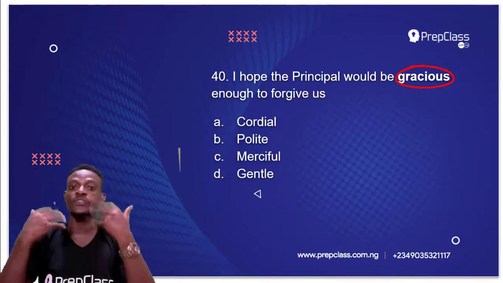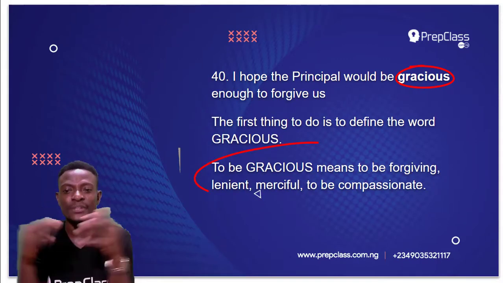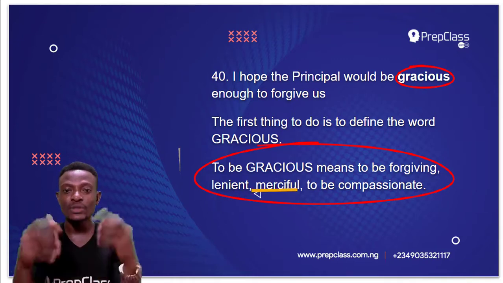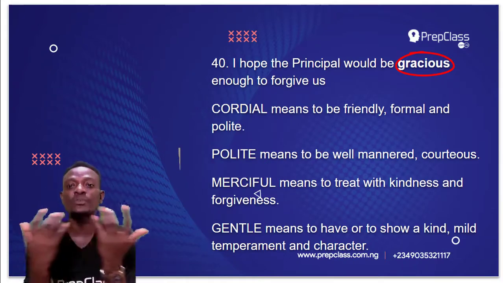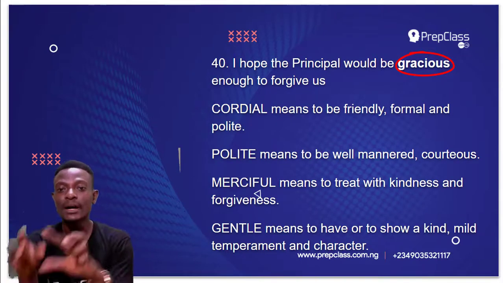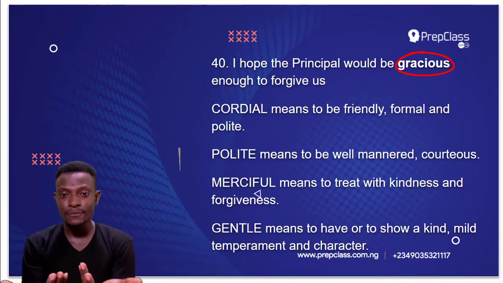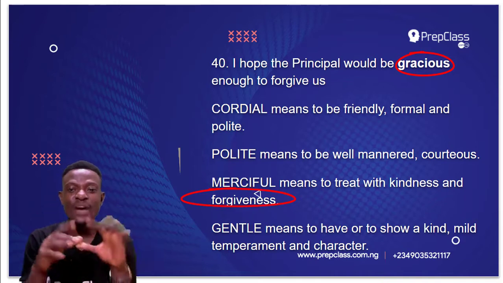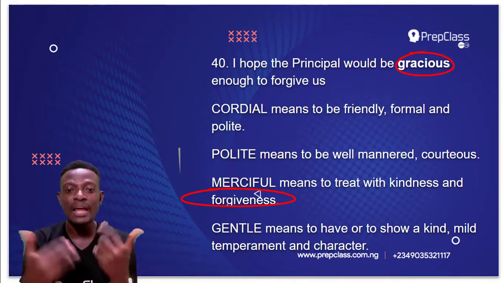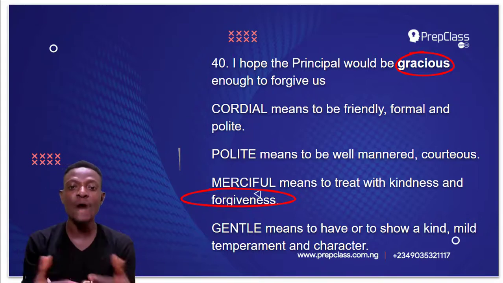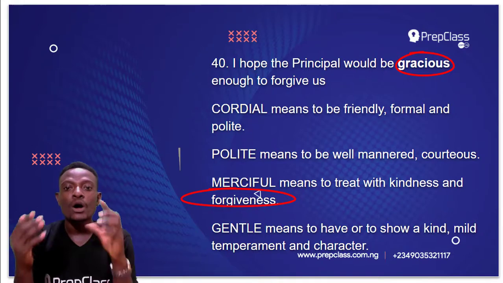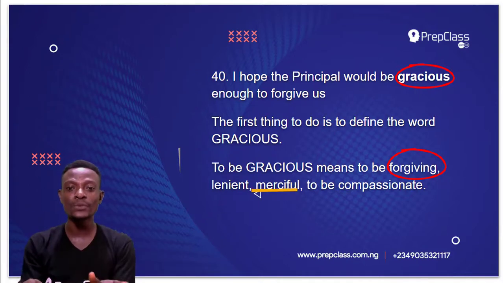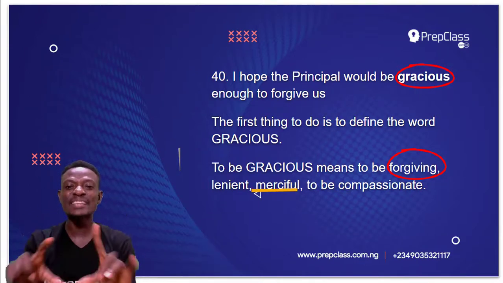Now, let's take a look at the meaning of gracious. To be gracious means to be forgiving, to be lenient, to be merciful, to be compassionate. So let's take a look at the options one after the other. Cordial means to be friendly, formal, and polite. Polite means to be well-mannered, courteous. Merciful means to treat with kindness and forgiveness. Gentle means to have or to show a kind, mild temperament and character.